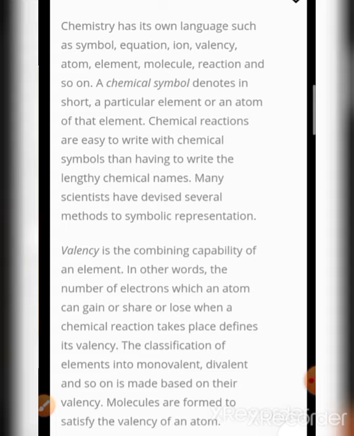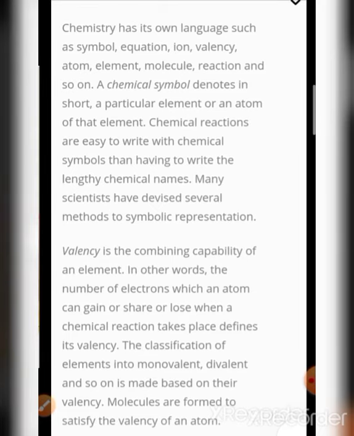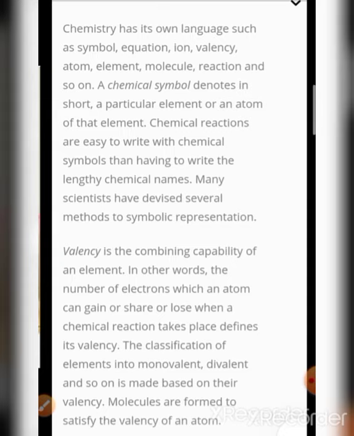A chemical symbol denotes in short. What is the meaning of symbol? The shortest representation of anything is known as a symbol, you all know. Then a chemical, like an element or compound, is denoted in short form, just like water. Water is a compound of hydrogen and oxygen. Its formula is H2O. This is symbolic representation. A chemical symbol denotes in short a particular element or an atom of that element.